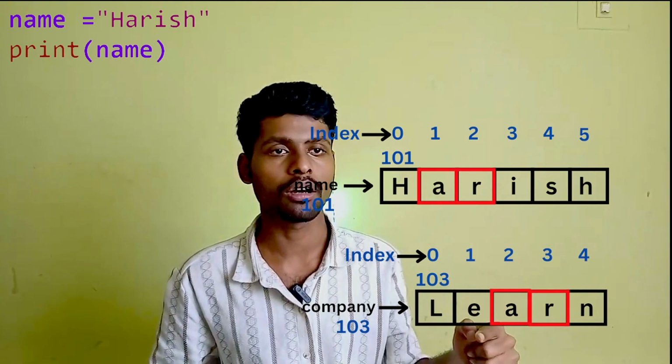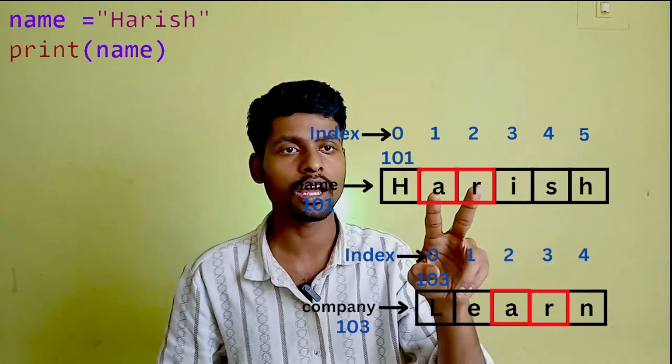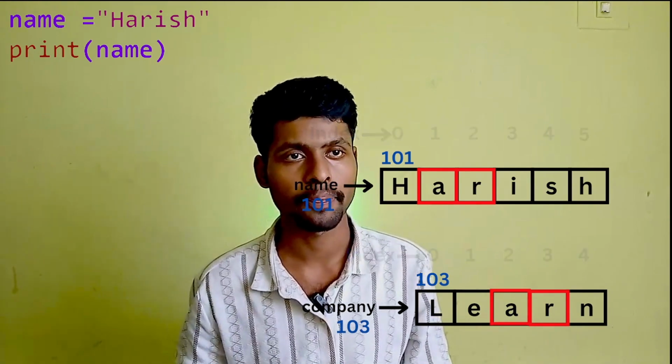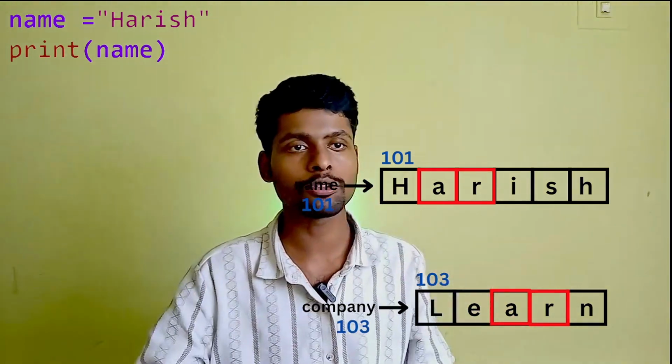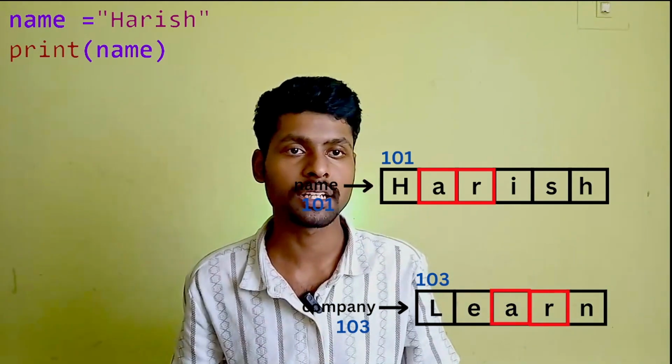A and R are common between both strings. If you see in Harish, we have the A and R characters, and in Learn, we have the A and R characters. Now I want to create a variable called company, and I want to assign Learn as my string value.